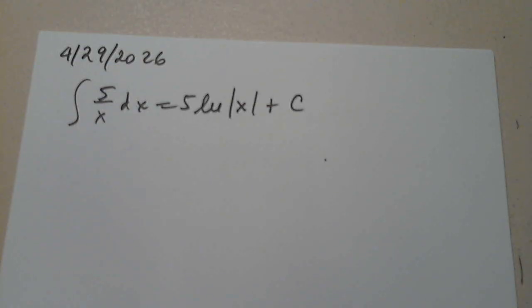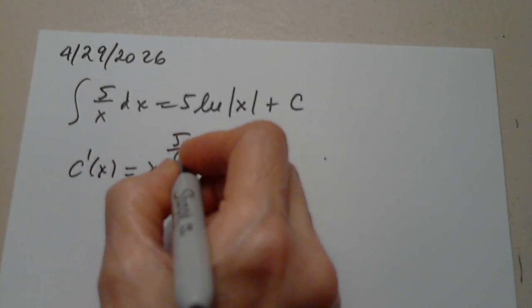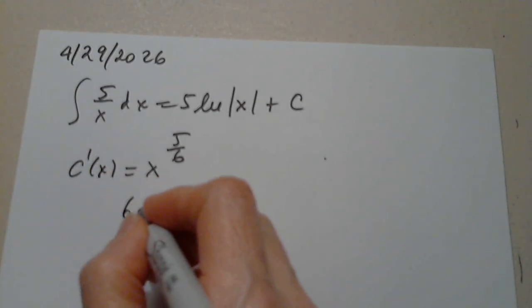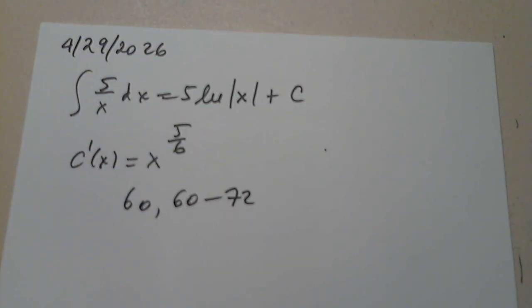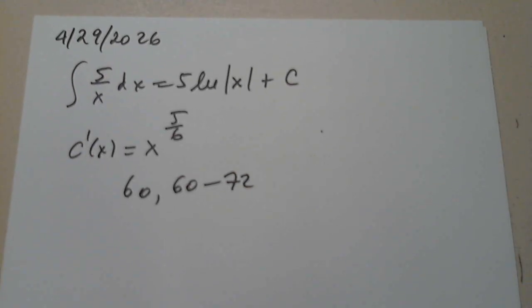Can we do this one? Yes. So here we have the marginal cost, which is c prime of x equals x to 5/6. And they want us to find the total cost of installing the first 60 and then the extra 12. So the first 60 and then from 60 to 72. And if you remember, I said you can use the graphing calculator because I don't want you to spend time on arithmetic.